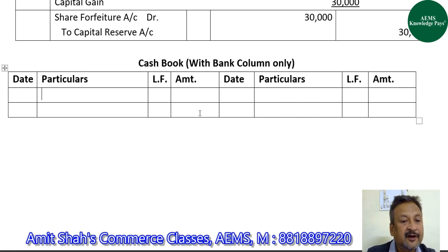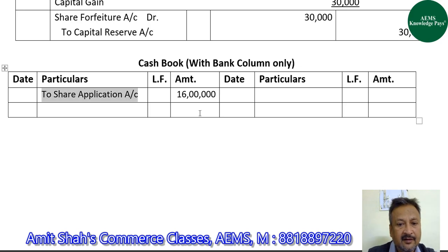Now the very first entry was bank account debit to share application account. So in cash book on the debit side we will write to share application account. For how many shares we received the application and what was the amount? 16 lakhs, right?